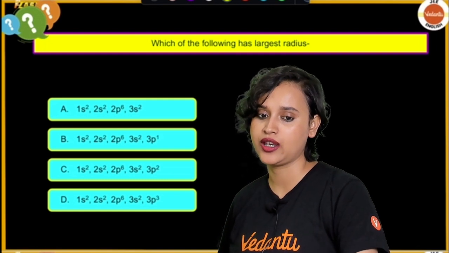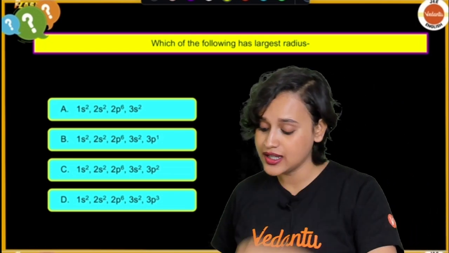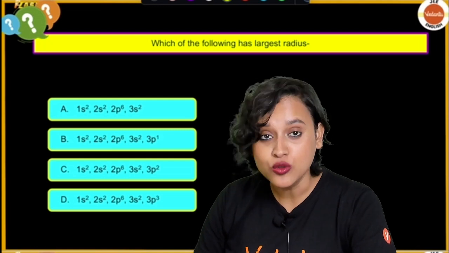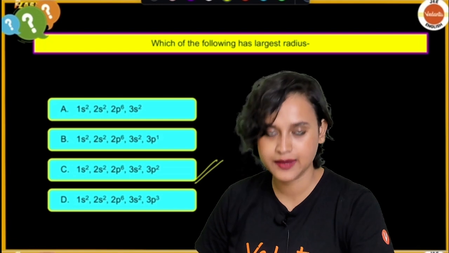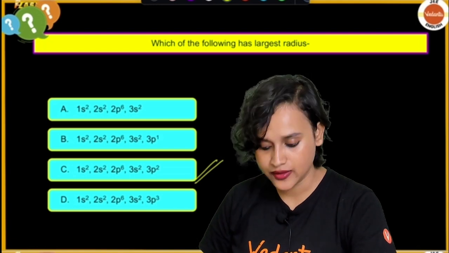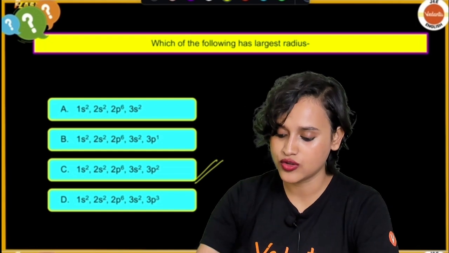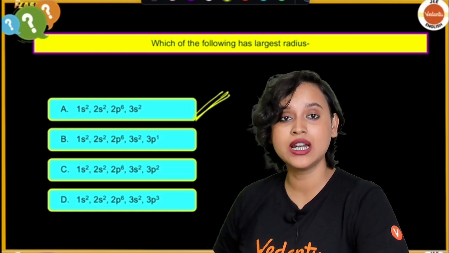What do you think? I think that the largest radius will be of 1s2, 2s2, 2p6 and 3s2, 3p2. Yes, that will have the largest radius. No, sorry, not 3p2, 3s2. 3s2 will have the largest radius.